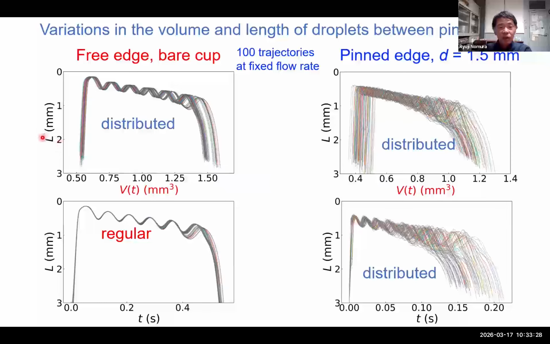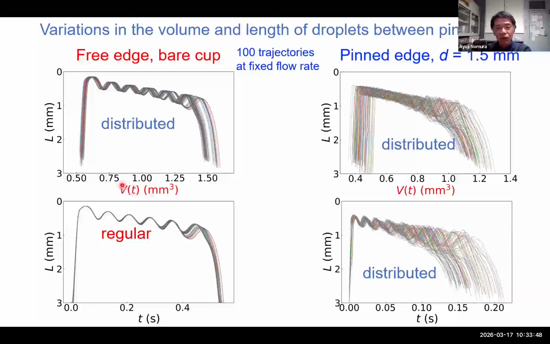And I plot the length of the droplet as a function of the volume. In this case, the trajectory also has a distribution like this for the free edge case. And for the pinned edge case, the distribution was more broadened, so it's more irregular.